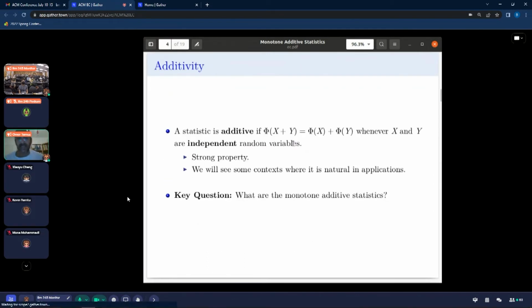Okay, what's an additive statistic? Remember, we have monotone additive statistic. So what's an additive statistic? It's additive if phi of x plus y is equal to phi of x plus phi of y, but only for independent x and y, right? So this is our main definition here. This is a very strong assumption, that for independent random variables, we want things to be additive. And the question of this paper is, what are the monotone additive statistics? For example, the expectation is one of them, but what are all the monotone additive statistics? That's what we're going to ask.